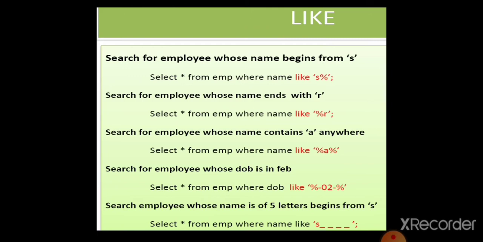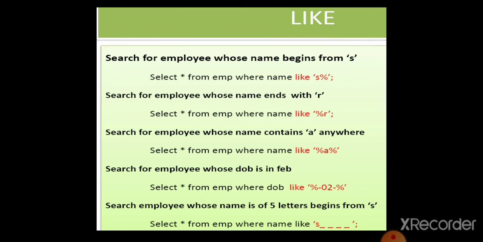Search for an employee whose name contains A anywhere. That is, A may be in the first position, in the middle, or at the last. So anywhere, it may be double A also. So we need to give LIKE '%A%'. So A may be in the middle, at the end, or at the first.